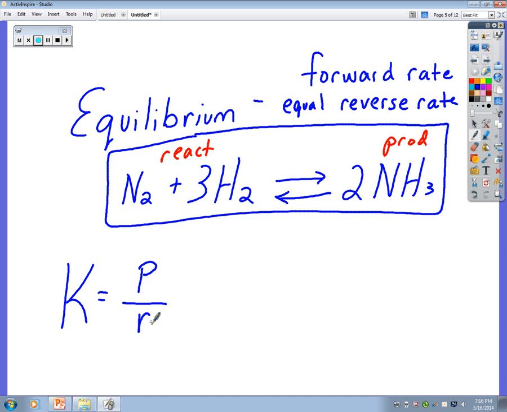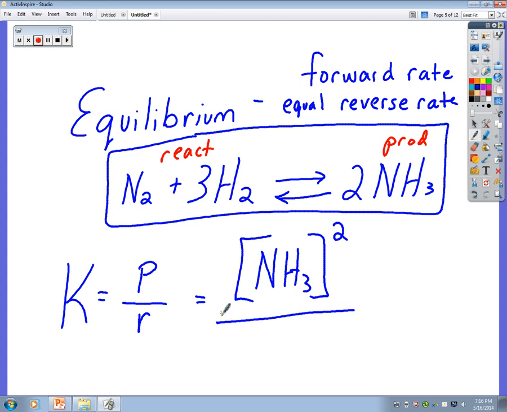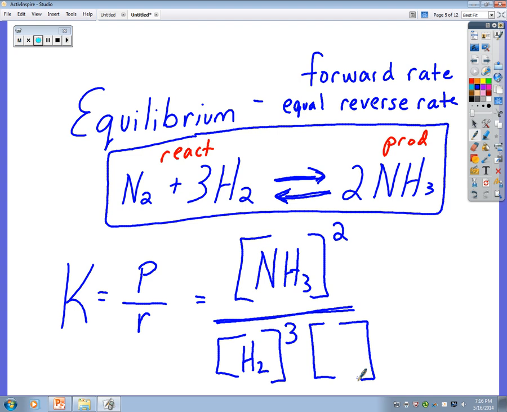It's products over reactants. So you're going to go ahead and write NH3, which is a product, your only product. Put it in brackets, that means molarity, and the 2 coefficient becomes a 2 exponent. These arrows right here become the line in our fraction. And I'm going to go ahead and put H2, which I'll run into next, in brackets, and the 3 out front becomes an exponent. I'm not going to put plus, I'm going to times it. I'm going to put N2 down here. That's how you write an equilibrium expression.